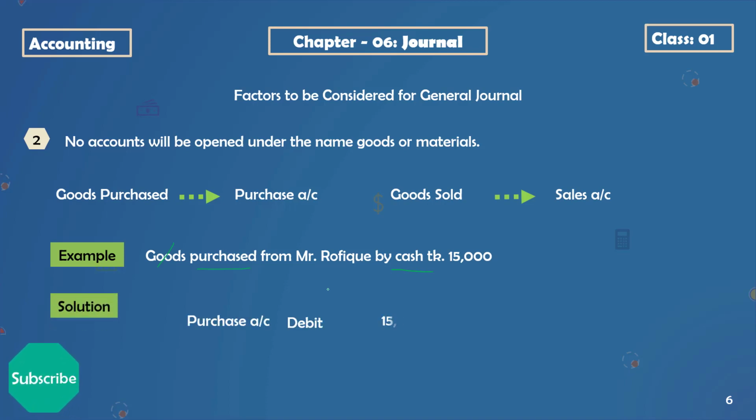The solution is purchase account debit, cash account credit. Since we cannot write goods account, we have to write purchase account, and as we purchase the goods by cash, the other account is cash, and cash is credited because we made payment through cash. So the journal is purchase account debit 15,000, cash account credit 15,000.